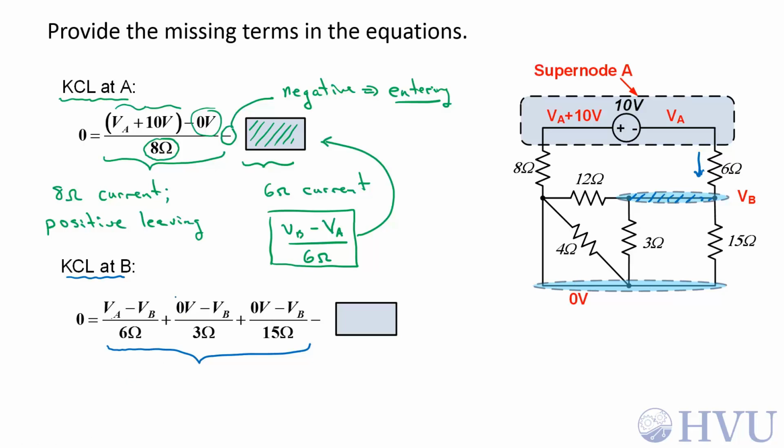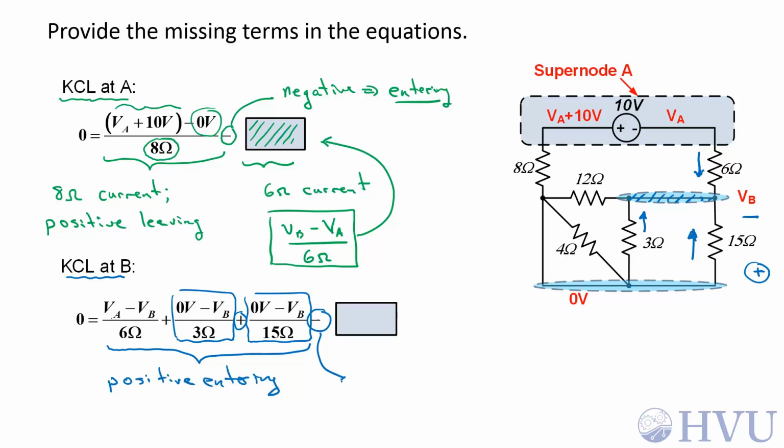0 minus VB over 3 ohms. This term is current entering the node through the 3 ohm resistor. 0 volts minus VB over 3 ohms. And this term is the current through the 15 ohm resistor, again with positive current from this plus sign corresponding to current entering node B. The assumed sign convention on voltage polarity is this. Current has to be assumed to be entering the positive voltage terminal. So all of these terms indicate that my sign convention is positive entering the node.